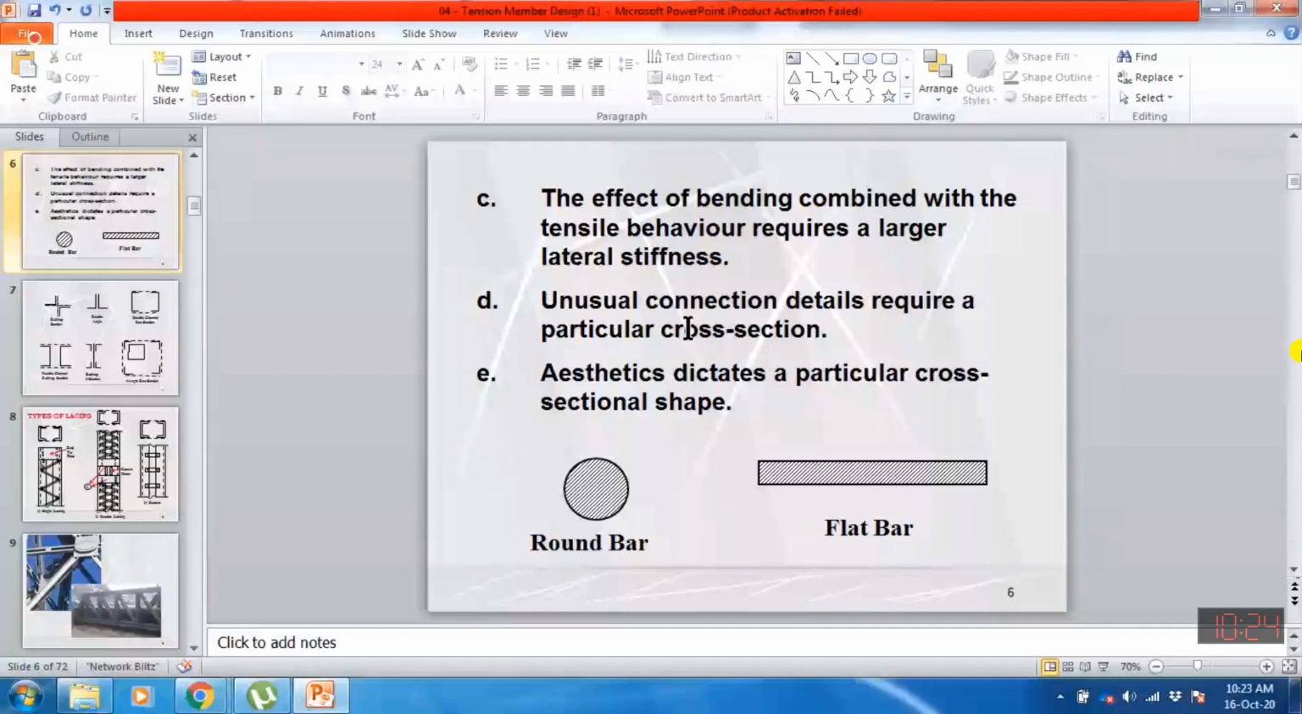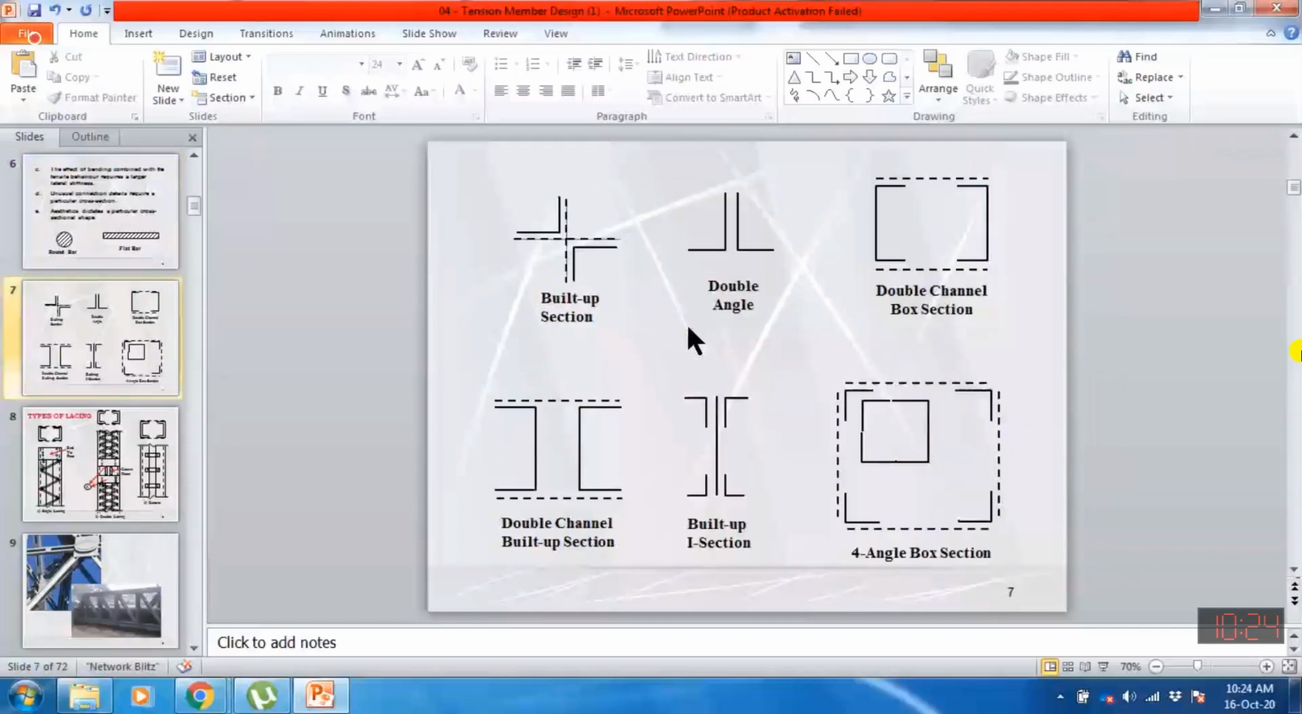Unusual means that, for example, sometimes I want to connect a section on both sides of this channel, and I cannot connect it. If I have made a built-up section, then I can connect a plate on this side and also a plate on the other side. Sometimes due to the provision of the connection, we also need to make a built-up section. I will clarify this when we study built-up member design in our next chapter, compression member design.